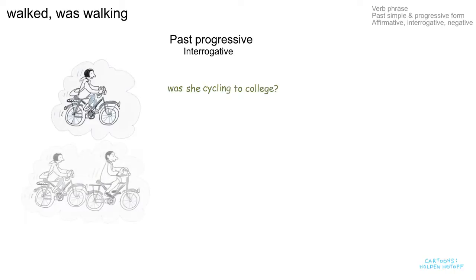And the same in the plural. They were cycling to college. We change the order to make a question like this. Were they cycling to college? And don't forget the question mark.